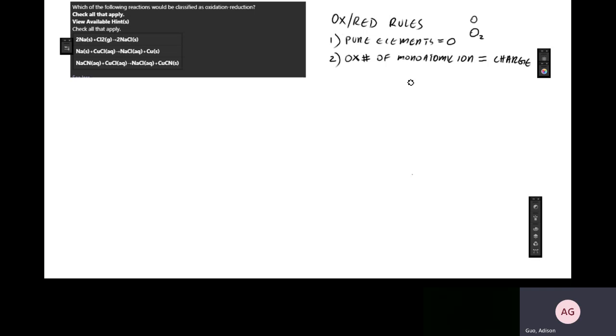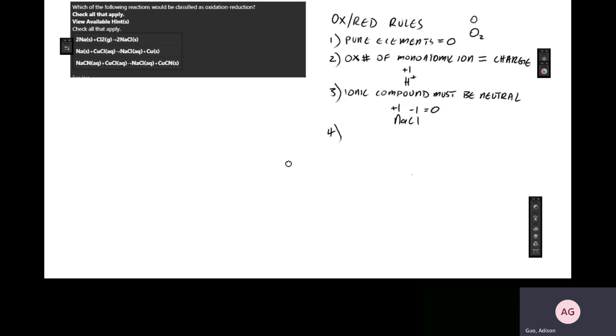The second rule basically means if we have H+, our oxidation state is +1. So 3, we'll say that an ionic compound must be neutral. So basically, if we have NaCl, the Na is +1 and the Cl is -1. They have to cancel out to form 0.